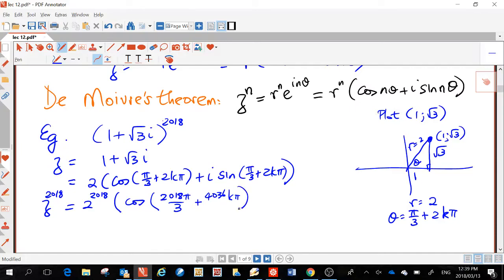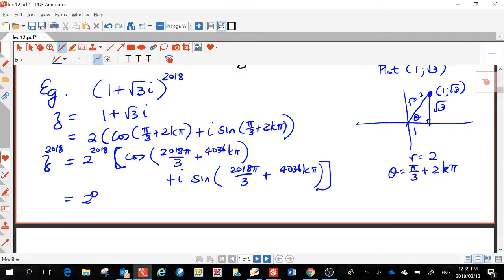So the 2018 gets multiplied into the angle. That's the Morvus theorem. The Morvus theorem says this exponent here can multiply into the angle. It was pi over 3, now it's 2018 pi. It was 2k pi, it's 2018 times 2k pi. Plus i sine, same thing, 2018 pi over 3 plus 4036 k pi. And use a square bracket there.